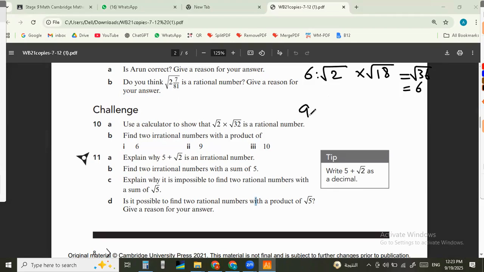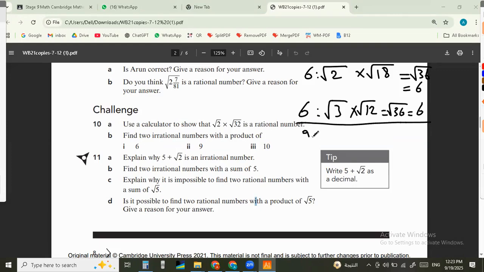Mister, is there another possible answer? Yes, there is another answer for this. For the 6, what is the other answer that you can get? It's root of 3 times root of 12, which gives you also root of 36, which is 6. So that's about the 6.